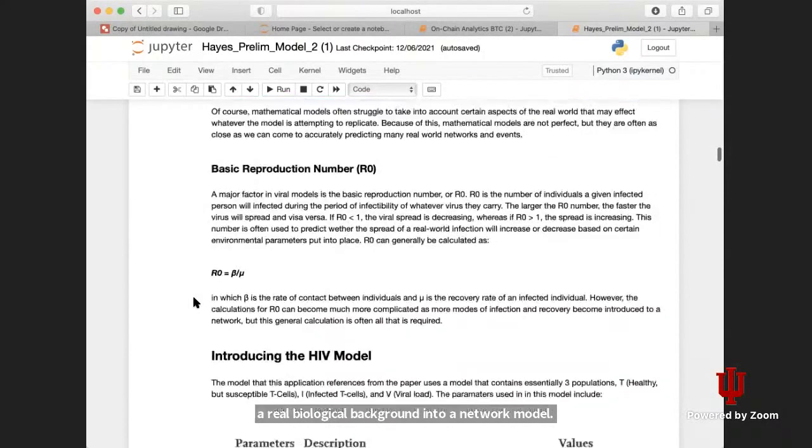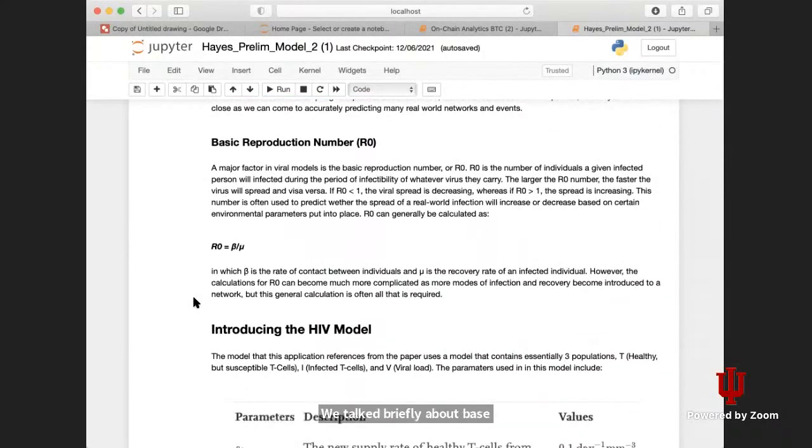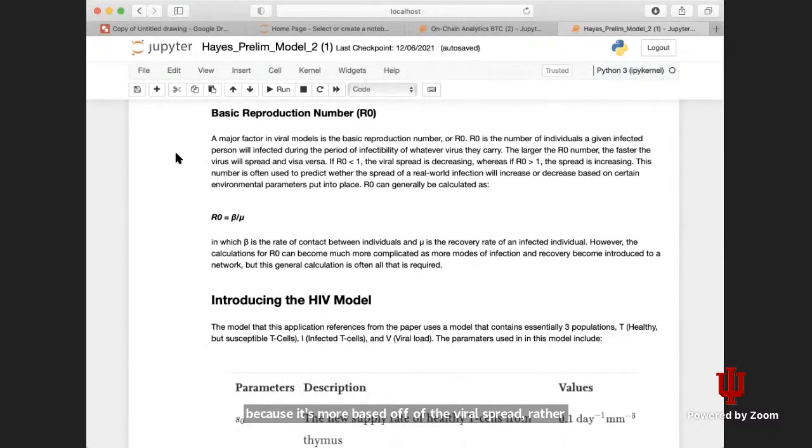We talk briefly about basic reproduction number, R0, which isn't actually mentioned in our initial papers because it's more based off of the viral spread rather than the in-host viral count and quantity. But we discuss how if R0 is less than 1, it essentially means the viral spread will decrease, which is what you want in the community, and you want to change the parameters around so that the model will reflect a less than 1 value for R0.